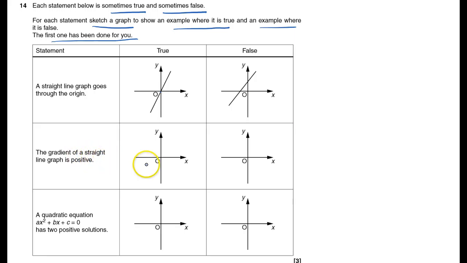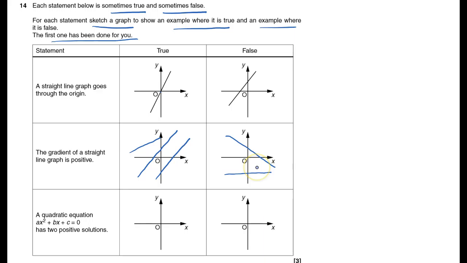We've got to show where it's true, and so we need to draw a straight line going up from the bottom left up to the top right. It could be shallow, but it's got to be going up as it goes from left to right. When it's false, it's not going up from left to right, so it must be going down, something like that. Or indeed, it could in fact be going straight across, but I would have drawn it down because that line is not going up.